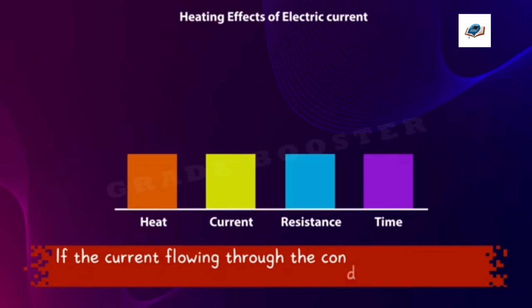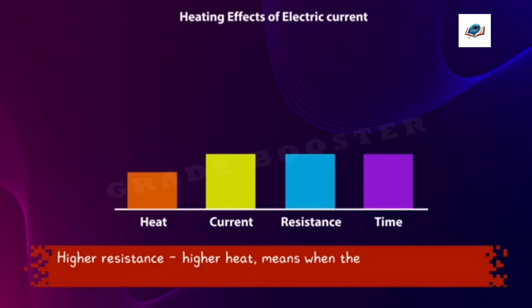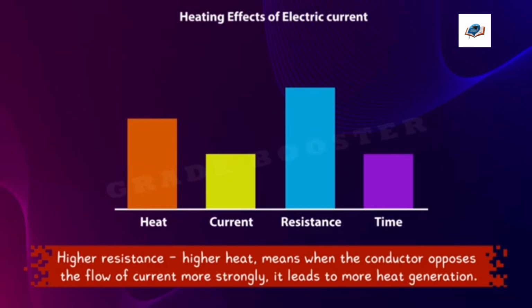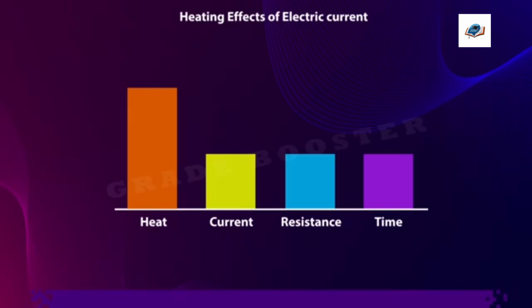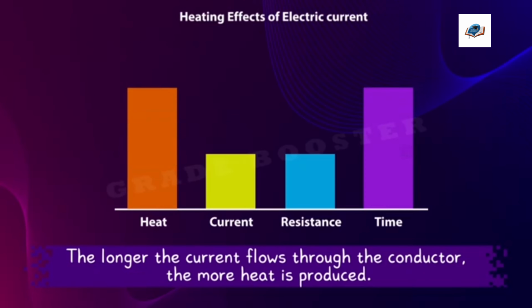If the current flowing through the conductor increases, the amount of heat generated also increases. This is because more electrons are moving through the conductor, leading to more collisions with the atoms, and hence more heat is produced. Higher resistance, higher heat: when the conductor opposes the flow of current more strongly, it leads to more heat generation. The longer the current flows through the conductor, the more heat is produced.